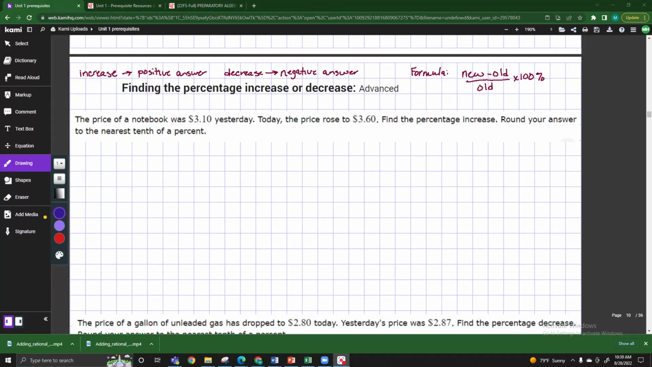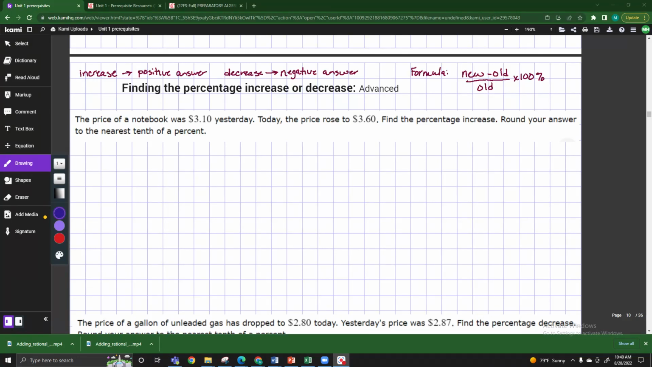All right, finding the percent increase or decrease. This is the same thing as finding the percent error in a science class, so it's a useful formula to have. The formula is always new minus the old divided by the old and then times 100% to get it to a percent. If it's an increase, your answer will be positive. If it's a decrease, your answer will be negative.